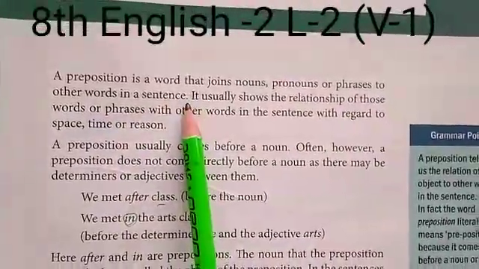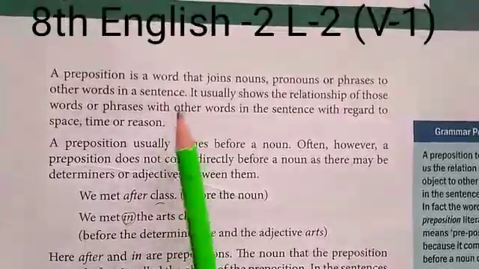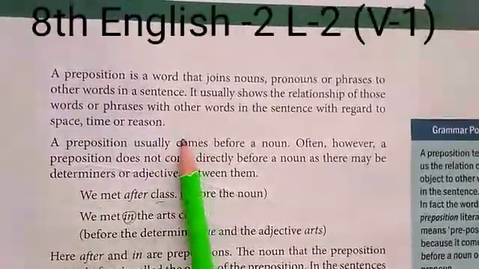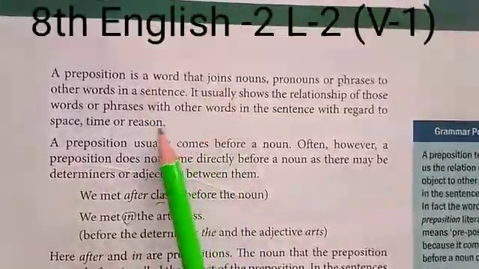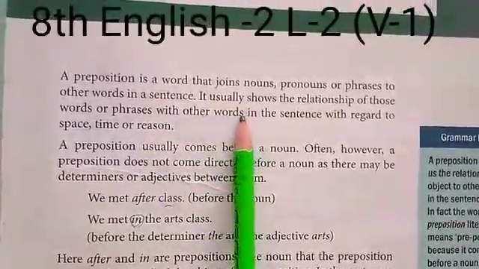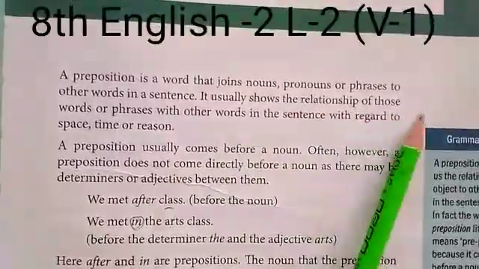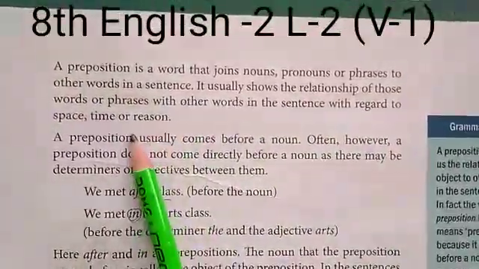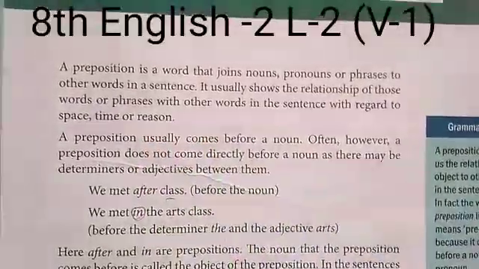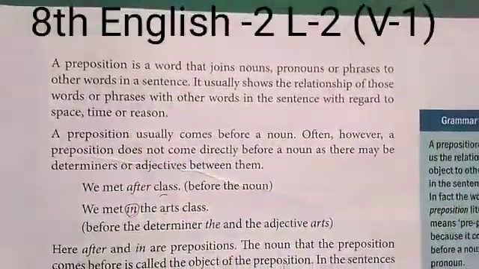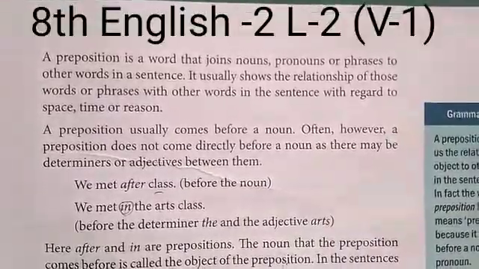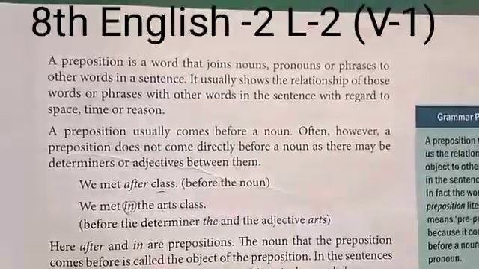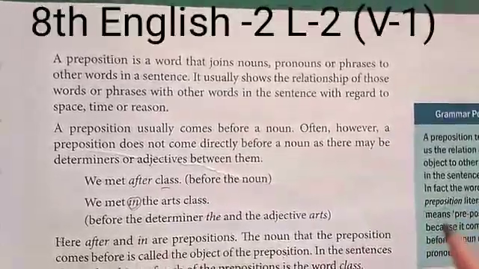For example, I will give you: in, on, under, near, behind, to, after, before, up to, beside, below, right? These are examples of prepositions. It usually shows the relationship of those words or phrases with other words in the sentence with regard to space, time or reason. So it will indicate where they are going, right? So place: it is there in the cupboard. The preposition denotes the place, cupboard, and we are using the word in, right?